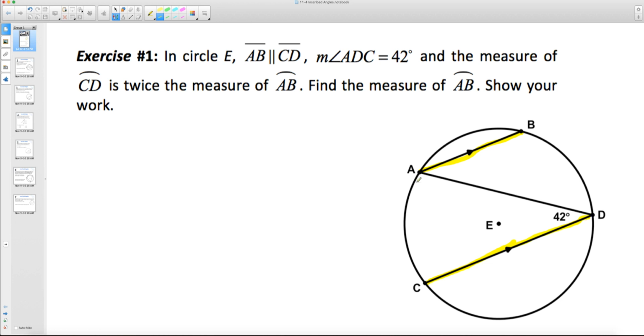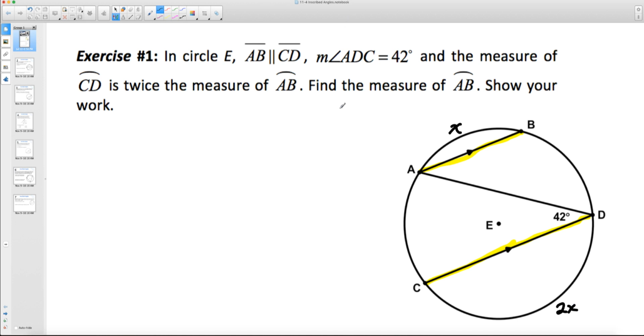Then they tell us that angle ADC is 42 degrees. We want to find the measure of arc AB up here, so I'm going to label that as x. They also told us, so I knew I was missing something, that the measure of CD is twice the measure of AB. So I'm going to label this as 2x.